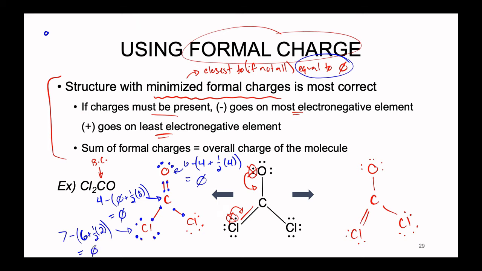So in conclusion, if we were to hypothetically pull a lone pair from oxygen to donate it to carbon, what this tells us is that the oxygen is perfectly stable, the carbon is perfectly stable, and the chlorines are perfectly stable because their formal charges are all equal to 0. This is going to be ideal for each of the elements involved.